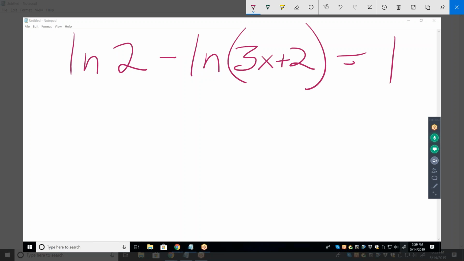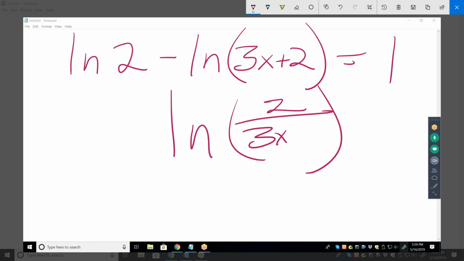So the first thing we want to do is combine this into a single log expression. When you're solving log equations, you always want to do that as your first step: compress. And I'll show you why. What is the compression of the left side of this equation? There's subtraction going on, so what am I going to do to the two arguments? You're going to divide them. So it's 2 divided by 3x plus 2.